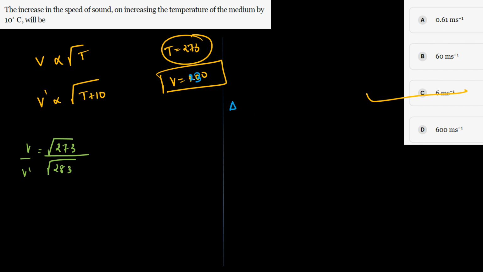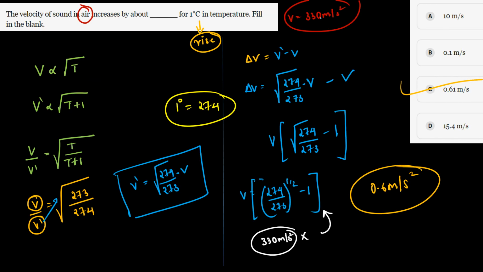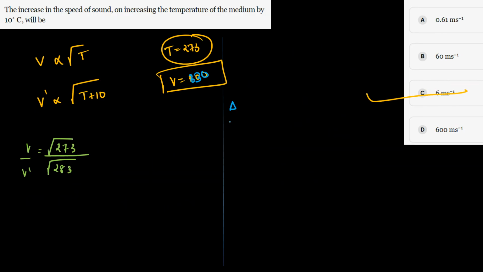330, sorry, 330. It is 330. I had taken 330, right? Yes, it should be 330. Okay. So now you take the change in V. The change in V is V dash minus V. And now from here you can find out the value of V dash.